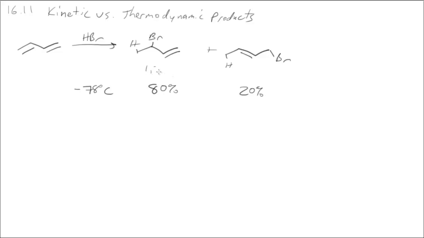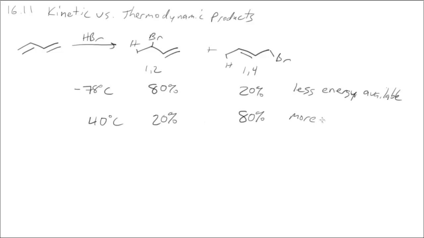Remember, this is the 1,2 addition product. This is the 1,4 product. However, if I do the exact same reaction at 40 degrees C, I get a reversal: 20% of the 1,2 and 80% of the 1,4 product. Why is that? We need to analyze what's going on here. In this one, there's less energy available. In this one, there's more energy available.